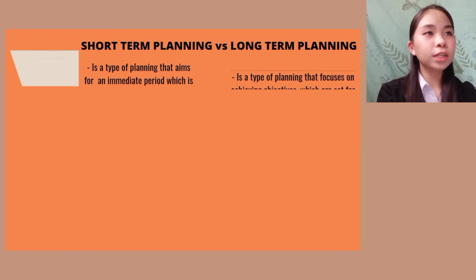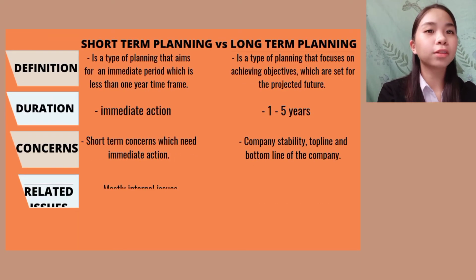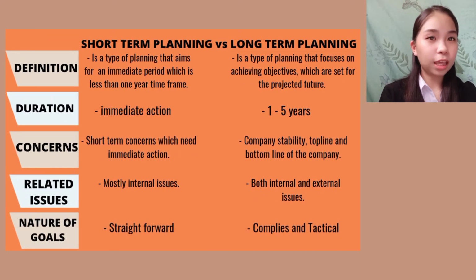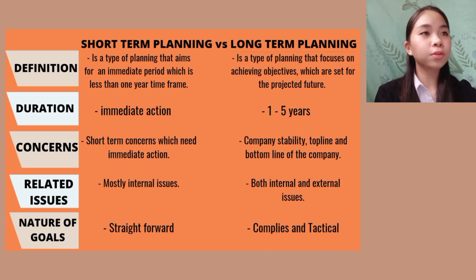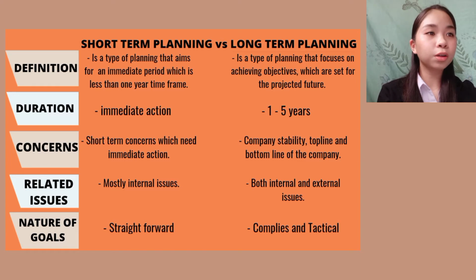So, here is the difference between short-term and long-term planning. Ginawa ko na siyang table para mas madaling matandaan. In definition, short-term is a type of planning that aims for an immediate period, which is a less than 1 year time frame, while long-term is a type of planning that focuses on achieving objectives which are set for the projected future. In duration, short-term planning is immediate action, while long-term takes 1 to 5 years.